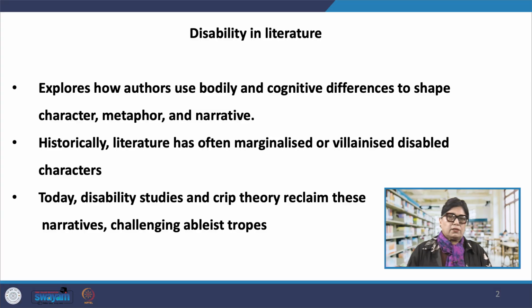Well, disability in literature explores how authors use bodily and cognitive differences to shape character, metaphor, and narrative. Historically, literature has often marginalized or villainized disabled characters. Today, however, disability studies and Crip theory reclaim these narratives, challenging ableist tropes and highlighting the lived experiences of disabled individuals. For centuries, literature has been obsessed with bodily and mental differences, but it has often used disability as a metaphor, a moral lesson, or a tragic plot device.